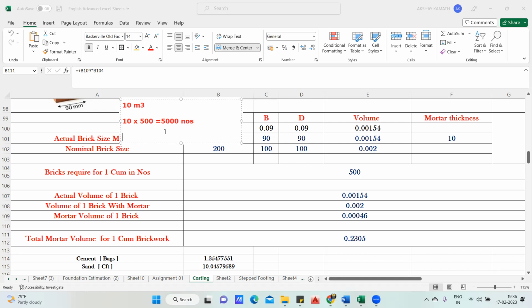Again, you know, for 1 cubic meter you require 0.2305 cubic meter of brick mortar. He has 10 cubic meter, so you just multiply 0.2305 into 10. So this will be 2.305. You can tell this much mortar is required if you want to do the brickwork for 5,000 bricks. Very simple, no? Great. So up to here, the calculation is clear.